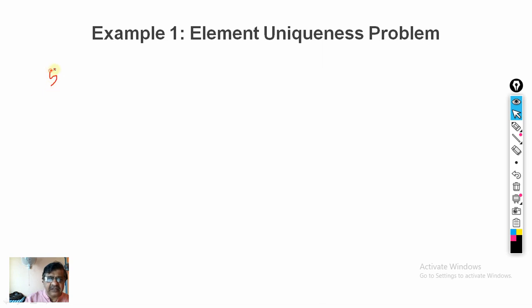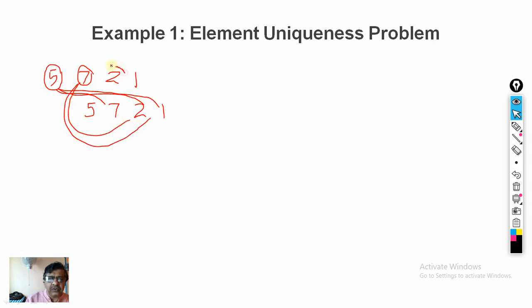Let us say the elements are 5, 7, 2, 1, and this is a unique array anyway, there is no doubt about it. But the brute force way is we will consider this again: 5, 7, 2, 1. The first element, 5, will be compared with the 3 other elements. It will prove to be different, and 7 will be compared with the remaining 2 elements, and 2 will be compared with the last element, and the last element will come out pure.